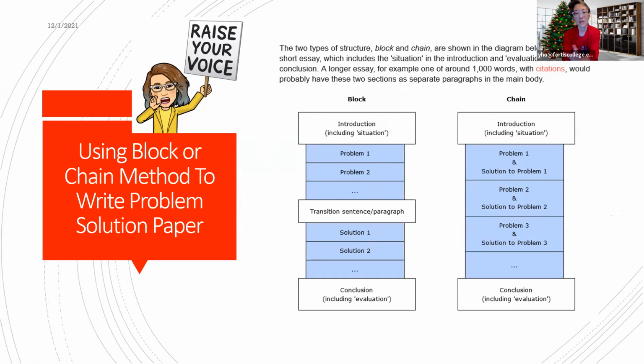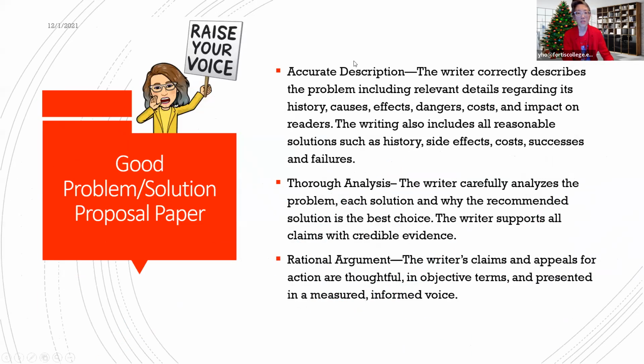And so here are the two structures which you can use to write your problem solution paper. You write your introduction, problem 1, problem 2, then you can write solution 1, solution 2. So that is the block method. Or you can write the alternate method where you write the problem, the solution, the problem, the solution, problem, solution, and then the conclusion. And in order to have a good problem solution paper, you need to have an accurate description, you need to have thorough analysis, and you need to have a rational argument.